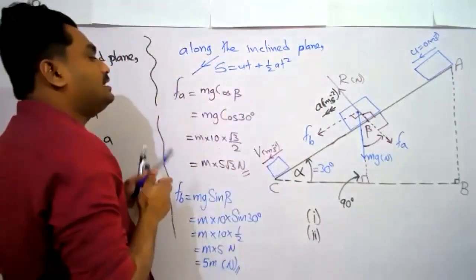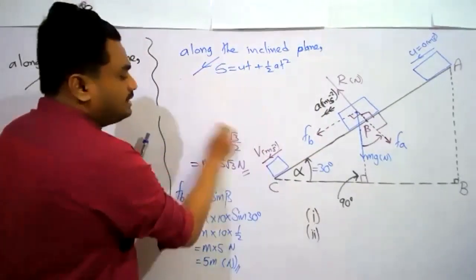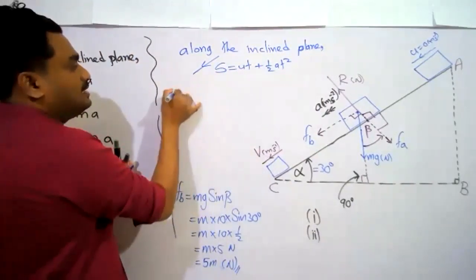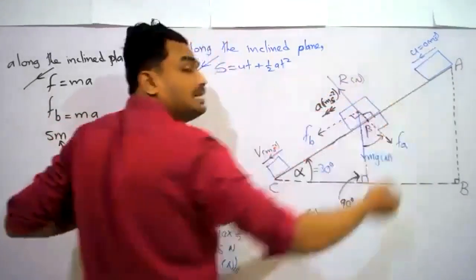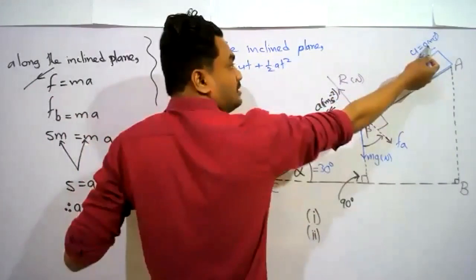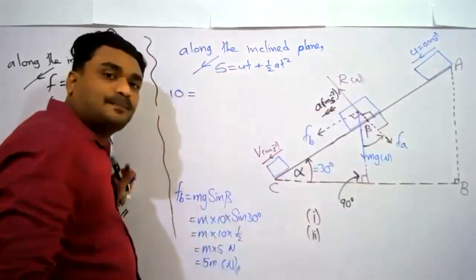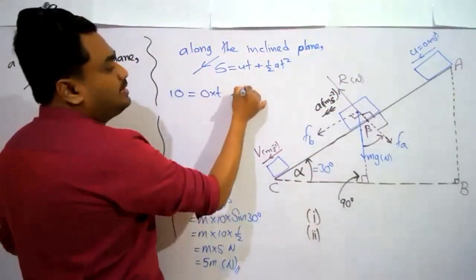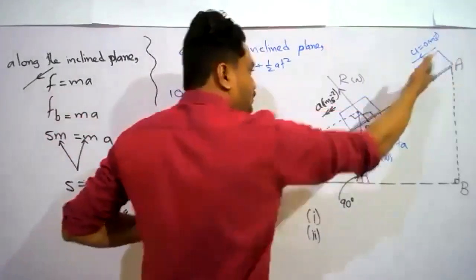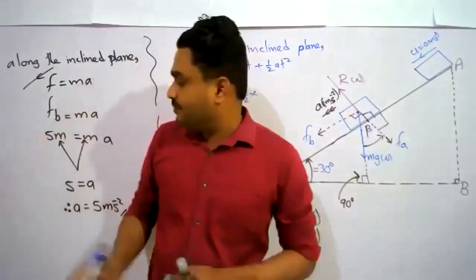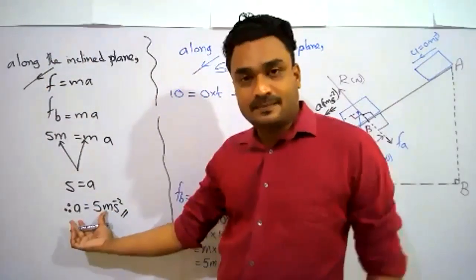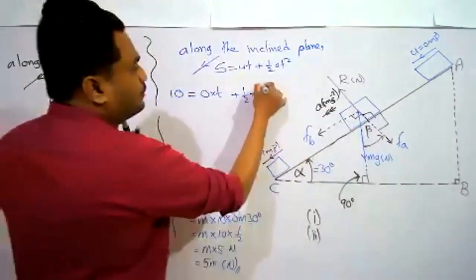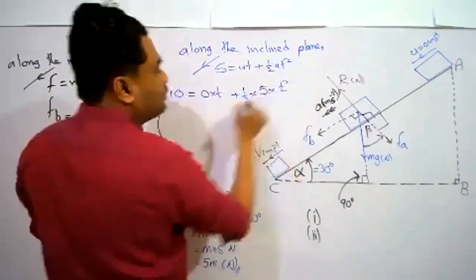Wait a minute. What is the length of the inclined plane? 10 meters. So S is 10 meters. What is the initial velocity? 0. Time taken is the thing that we are going to find. Half. What is the acceleration of the object along the inclined plane? 5. Acceleration of the object along the inclined plane is 5. Time taken for the motion, that's what we are going to find.